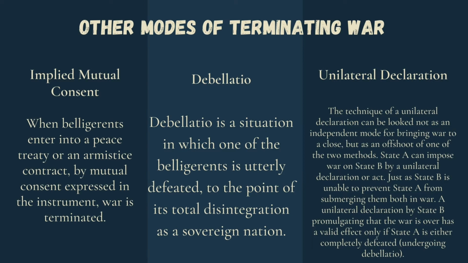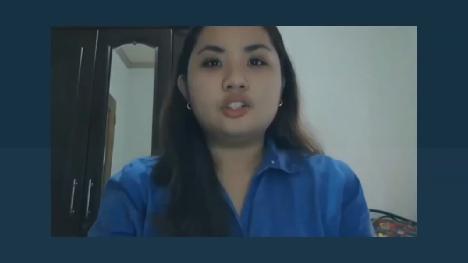State A can impose war on State B by unilateral declaration or act, just as State B is unable to prevent State A from submerging them both in war. A unilateral declaration by State B promulgating that the war is over has a valid effect only if State A is either completely defeated. The outlawry of war.